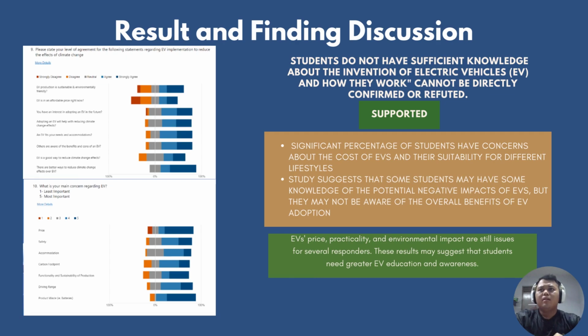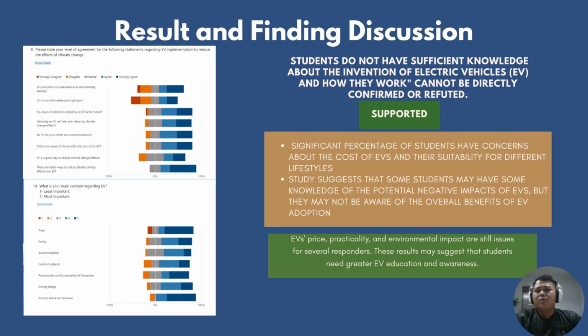For the next study finding, this study finding highlights the needs for more education and outreach efforts to improve the student knowledge and attitude towards electrical vehicle (EVs). The hypothesis that students do not have the sufficient knowledge about the invention of electrical vehicles and how they work seems to be supported. Based on our data on question 9, it seems that majority of the respondents strongly agree that EV's production is sustainable and environmentally friendly, and that an EV is a good way to reduce the climate change effect.